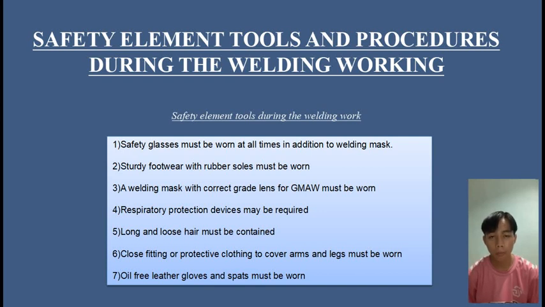Next, safety element tool during the welding work. There are 7 safety element tools during the welding work. One of them is safety glasses must be worn at all time in addition to welding mask. 2. Sturdy footwear with rubber sole must be worn. And 3. A welding mask with correct grade length for GMAW must be worn. 4. Respirator.